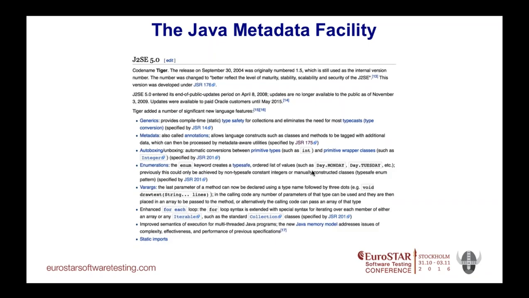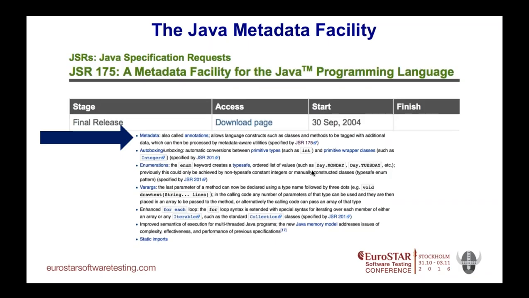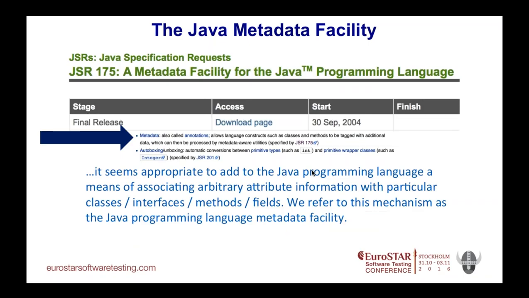So it all began in 2004 when, in this instance, it was the Java language, but a lot of other languages have added a metadata facility in the years since. So in J2SE 5.0 or JDK 1.5 as it's otherwise known, there was this metadata facility added, and it was JSR 175. I guess we all missed it. Who saw that in 2004?